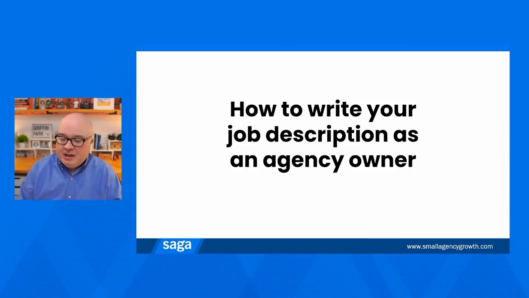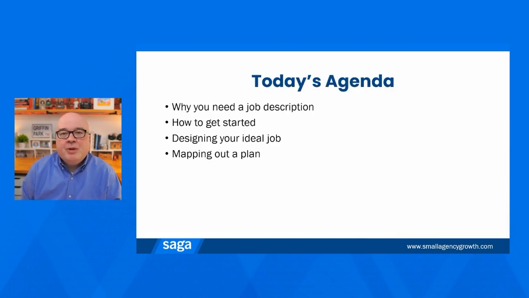So before we jump into some of those details, we'll talk about the actual agenda that we're going to cover today. The first is why you should have a job description. Second, how do you get started with that process? How do you design your ideal job so that it is something that is giving you the satisfaction that you want? Because as I always say, if you're going to take on all the risk and stress of being an agency owner, you should actually enjoy what you're doing and get the rewards that you're looking for from it. And then finally, how do you map out a plan in order to get from here to there?